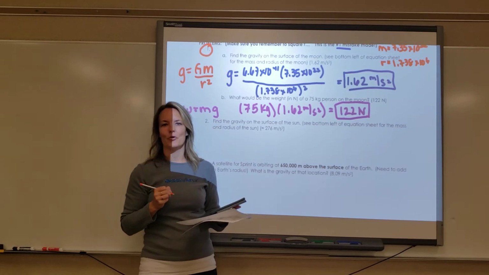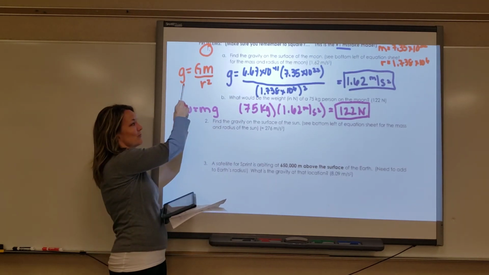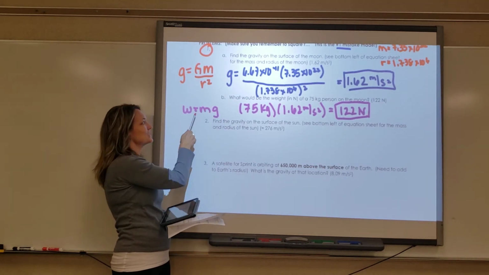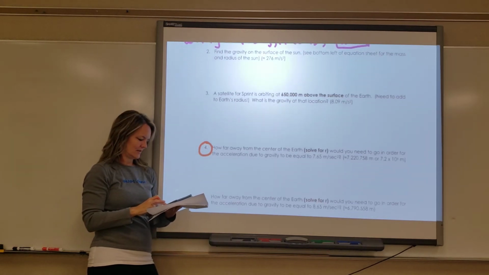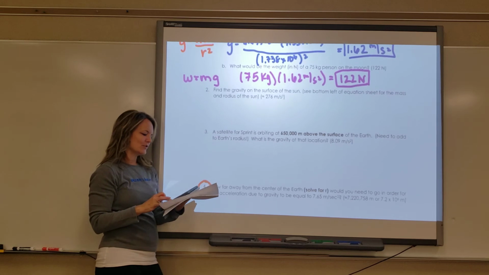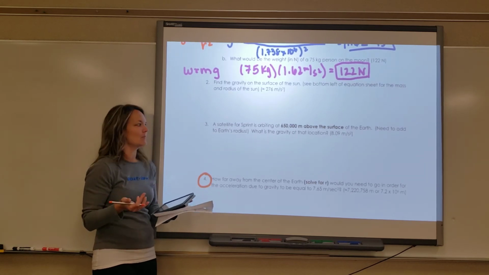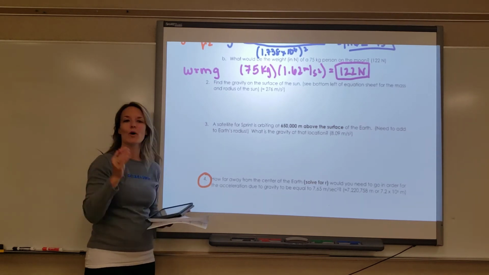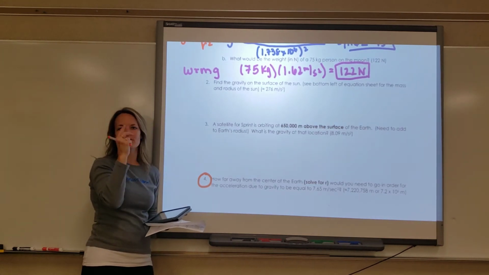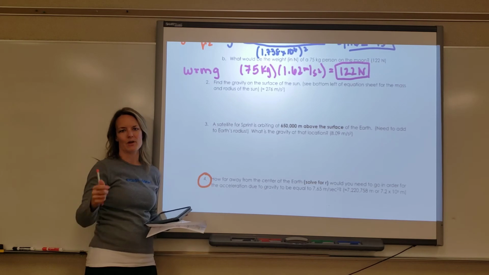So for problem number 1, we had to first solve for gravity, plugging in all those numbers, and then we had to solve for your weight in newtons. Number 2 is going to be really similar, except that you are going to use the numbers for the sun. Once again, they're on your equation sheet. I have the Earth, the Moon, and the Sun because we use them most often, on the bottom of the equation sheet.